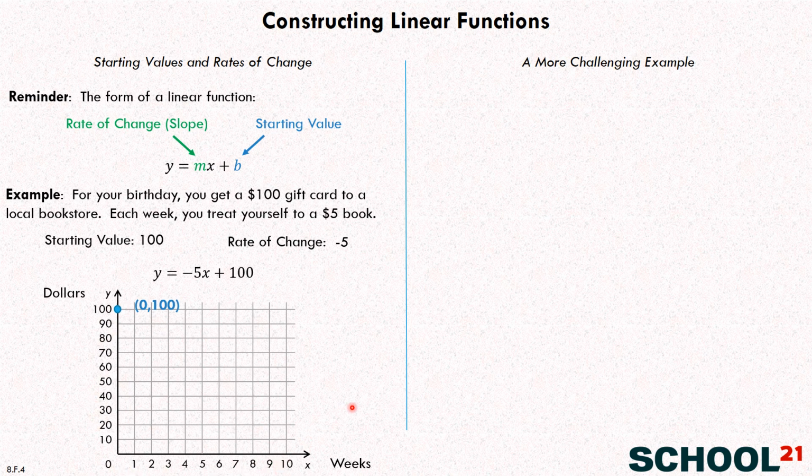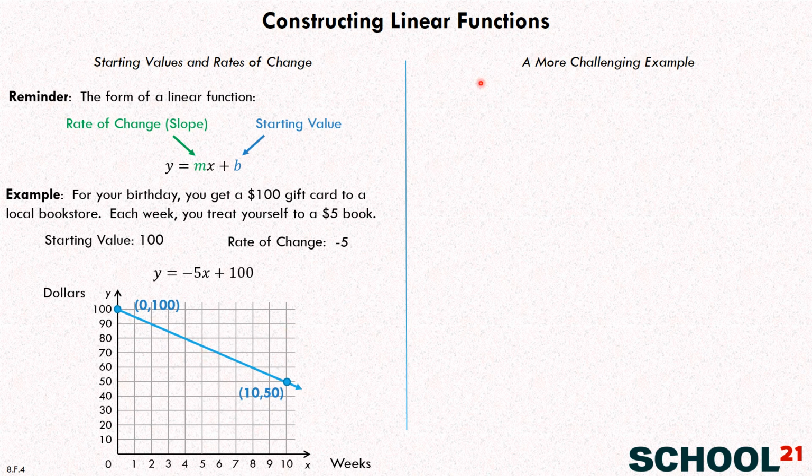And then, as the weeks go by, you'll eventually go to 10 weeks here on this graph, when you can put 10 in for x, and negative 5 times 10 is negative 50, plus 100 just leaves 50. So you can see that using this equation, you can calculate that after 10 weeks, you'll only have $50 left on your gift card. And you can even draw the straight line, and you can calculate any of the weeks. You can say, okay, well, after 5 weeks, how much will I have left on the gift card, etc. So that's a pretty easy example.